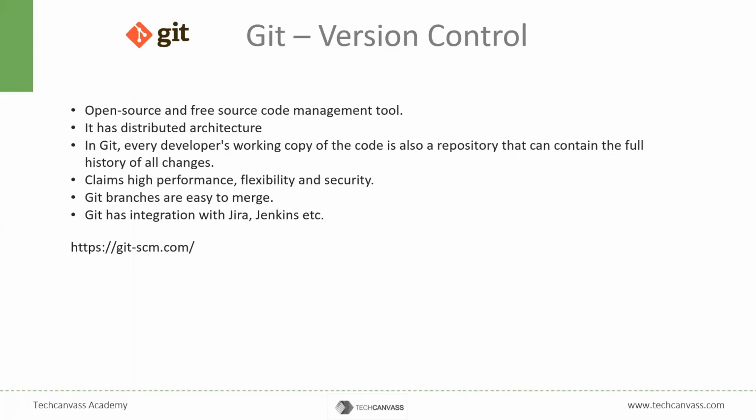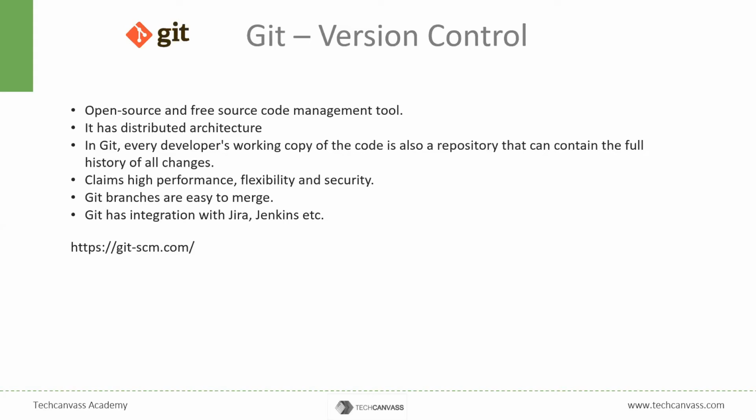First, let's talk about the SCM tool called Git. It is an open source tool and widely used across enterprises. It comes into picture at an initial stage of the DevOps pipeline. It is a code repository which does the version control. Git has a distributed architecture.